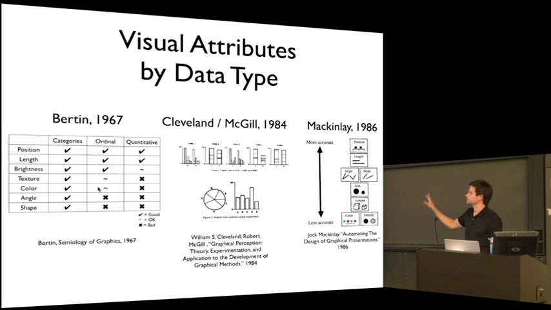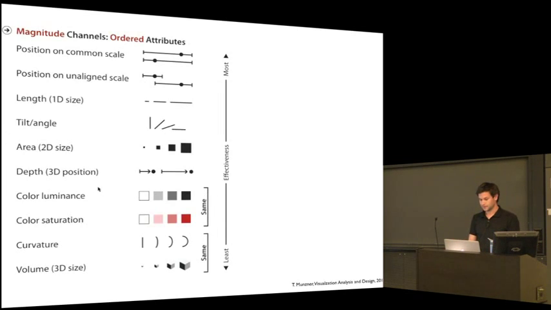This was then refined and refined by Cleveland, McGill, and McKinley later on. And this is a very recent screenshot from Tamara Munzner's book, which is actually available this month. It's very new, and it gives a really great overview of InfoVis, I would say. She's a Canadian professor, and she's really well established in our field. I will have it later in the slides in the reading section. She ranks these attributes by their effectiveness, from least effective to most effective.